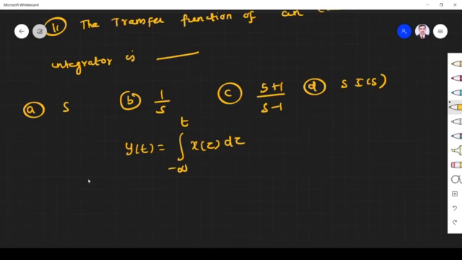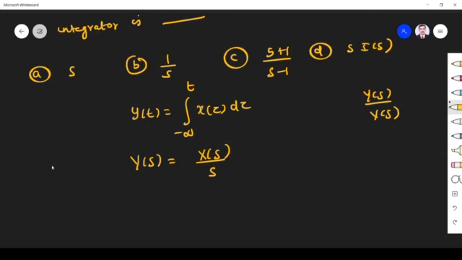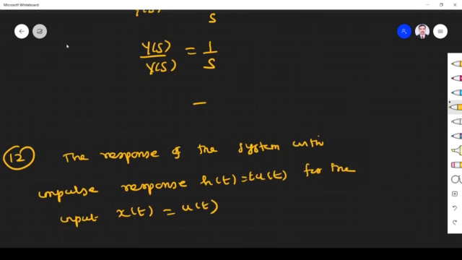Take the Laplace transform, because what is the transfer function? Laplace transform of output divided by Laplace transform of input. This is the output by input relation. So I take the Laplace transform. Y of s is equal to, since the Laplace transform of integration is X of s by s, Y of s equals X of s by s. What is the transfer function? Y of s divided by X of s, that is equal to 1 by s. So the answer is option B, right?